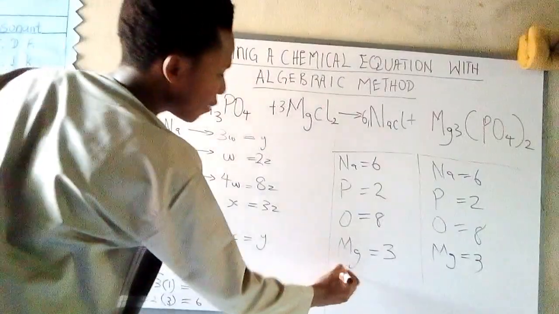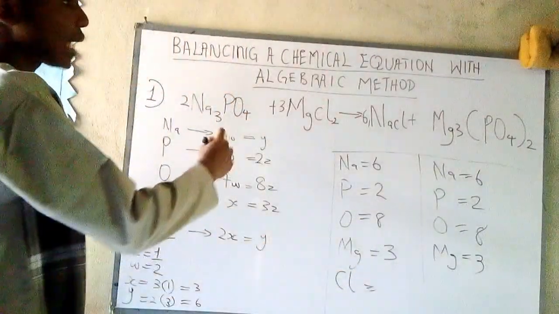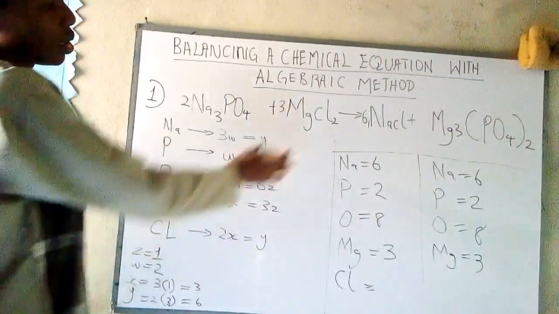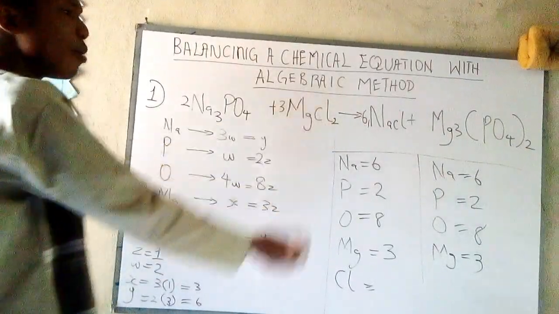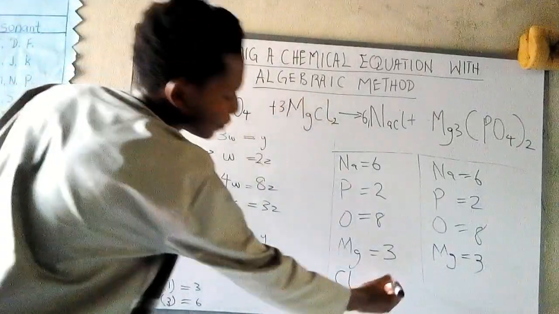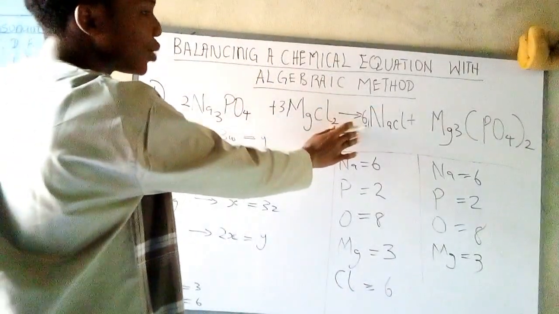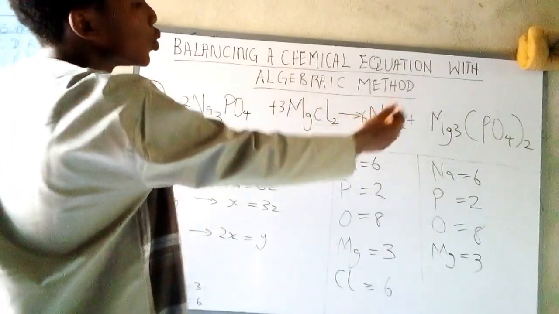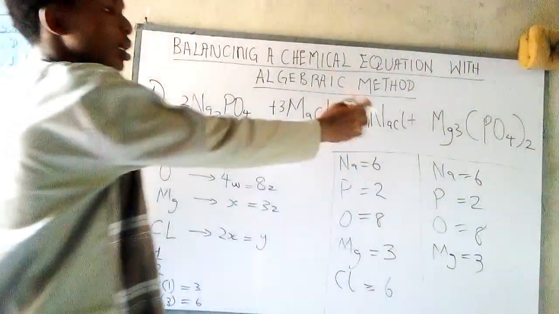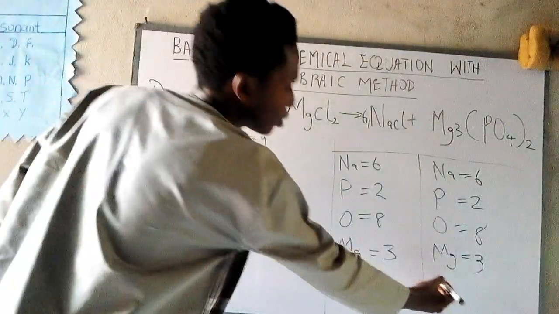Now finally we have chlorine. How many chlorine do we have on the reactant side? We have 2 chlorine originally, but because of the number of mole 3 here, 2 times 3 we have 6 chlorine. In the product side, look at it, these 6 molecules of sodium chloride are affecting this chlorine. So we have 6 chlorine.